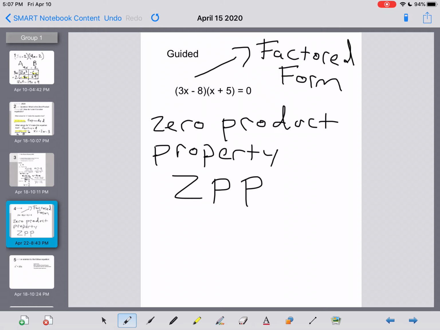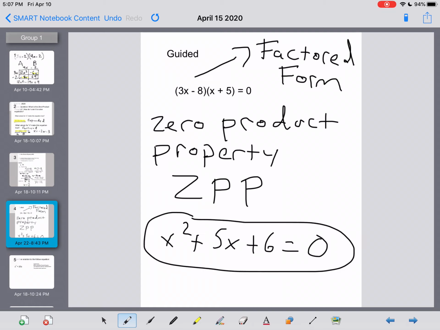So let me give you, for example, x squared plus 5x plus 6 equals 0. I cannot use zero product property on this because I'm not multiplying. It's not in factored form. If you look at this expression, it is in expanded form. So I need to make sure, in order to use this property, that my expression is in factored form and it has a product of 0. If that's the case, then I could use this.